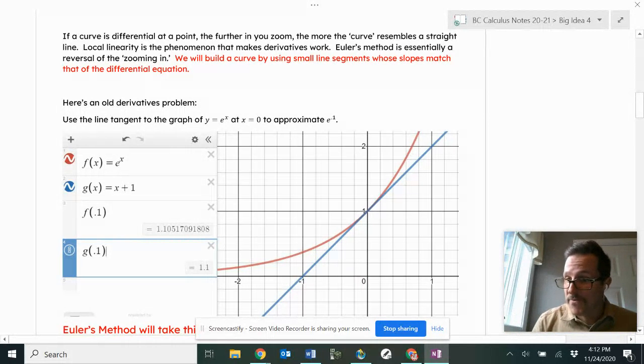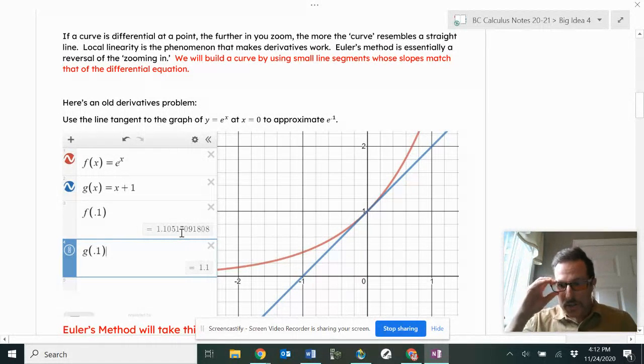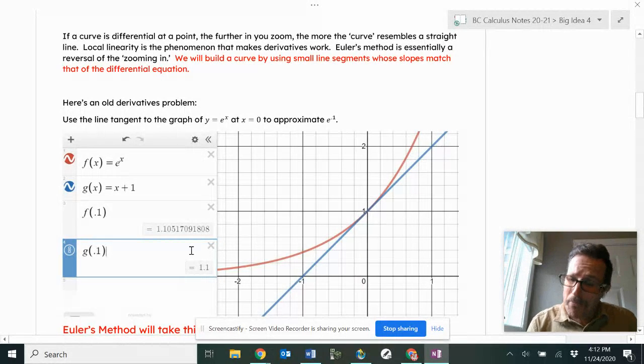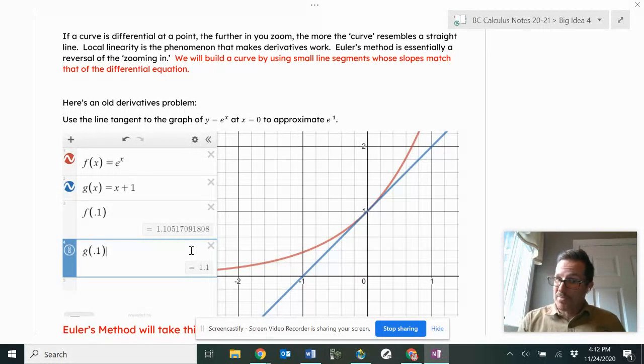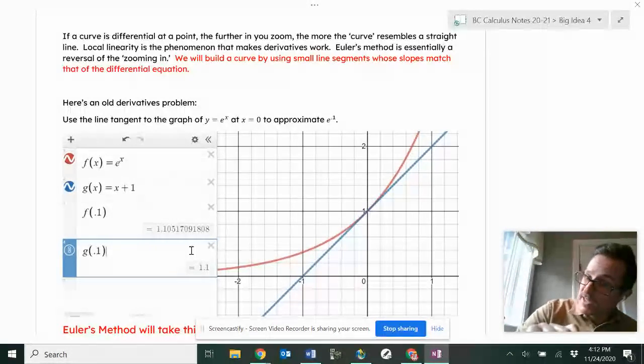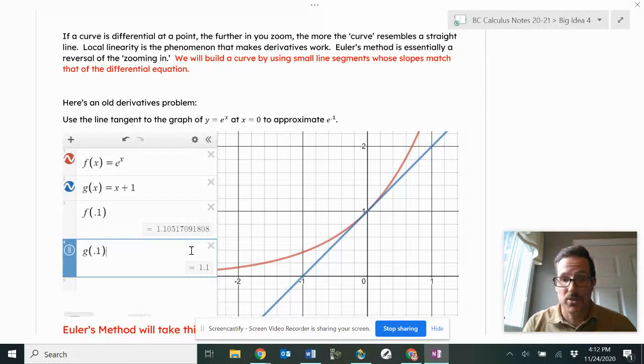So you can see the values, f of 0.1. Actually e to the 0.1, that's what you would get if you just put it in a calculator. Or if you use the tangent line, x plus 1, pop in 0.1, and you get approximately 1.1, which is pretty close. It's not great, but it's close. And the closer we are to that point of tangency, the better the approximation gets. So if I wanted to do e to the 1 over 100, the approximation would be even closer, because the two lines are even closer together the closer you get to x equals 0.